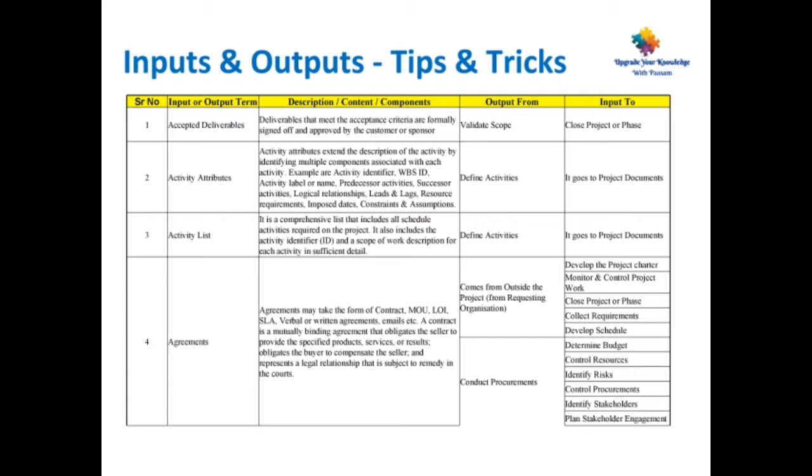Coming to point number 4, agreements. Agreements may take the form of a contract, MOU, letter of intent, SLA (service level agreement), verbal or written agreements, emails, etc. A contract is a mutually binding agreement that obligates the seller to provide the specified products, services or results, obligates the buyer to compensate the seller, and represents a legal relationship that is subject to remedy in the courts. This is the output from conduct procurements.